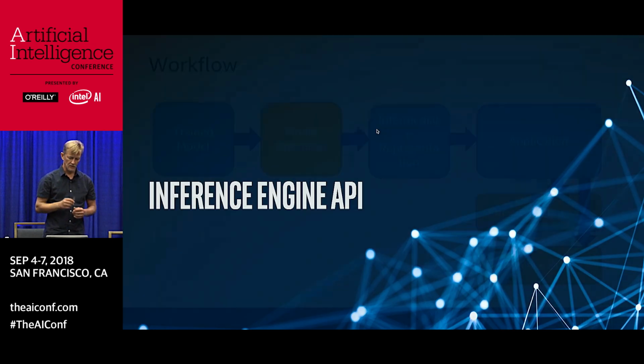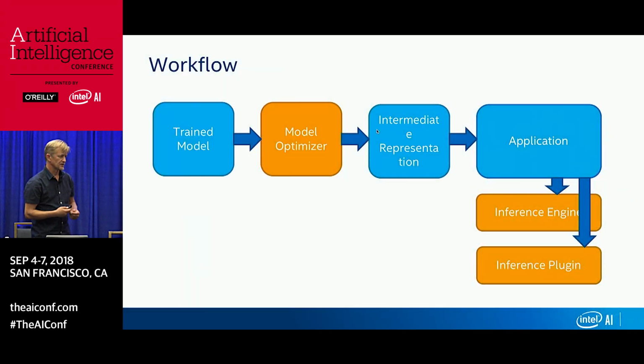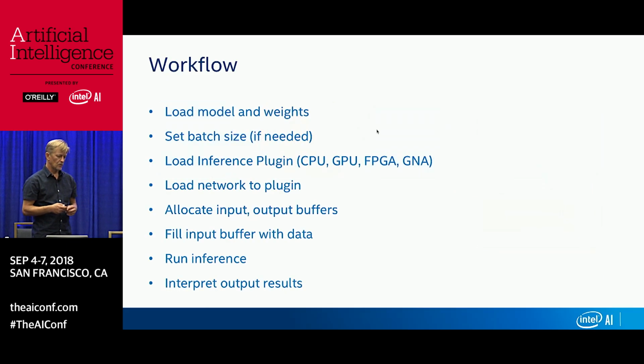So let me tell you a bit more about the inference engine APIs. We have a trained model converted with the model optimizer. Now we are using APIs in the application to run inference on Intel hardware. So the workflow will look like this. We need to load the model and weights, set batch size if needed, and load one of the inference engine plugins.